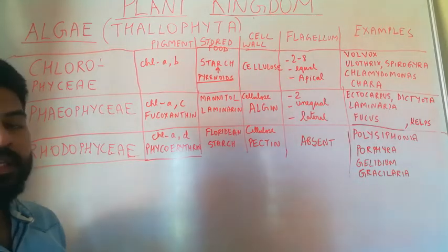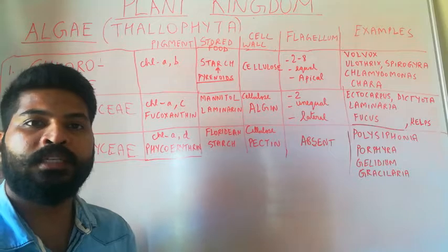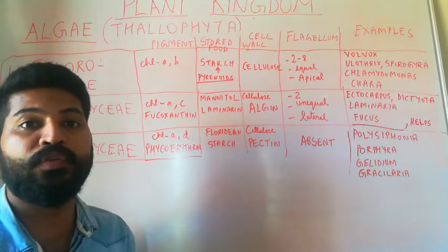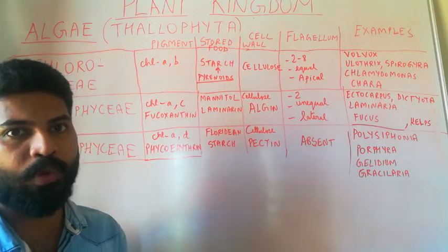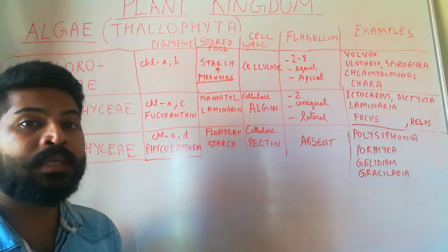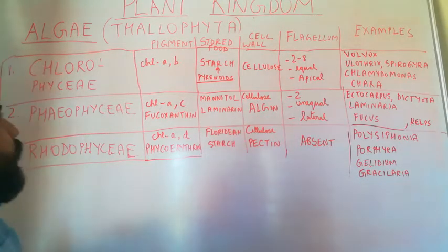The reproduction is by vegetative propagation, that is by fragmentation. Asexual reproduction is through the formation of zoospores, which are motile spores, and sexual reproduction could be isogamous, anisogamous, or oogamous. That is about the Chlorophyceae.